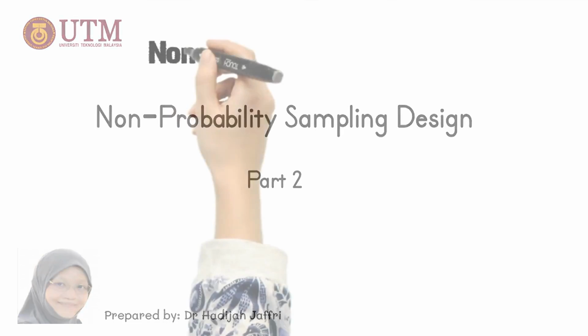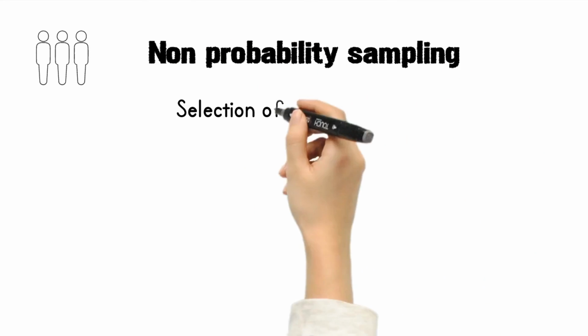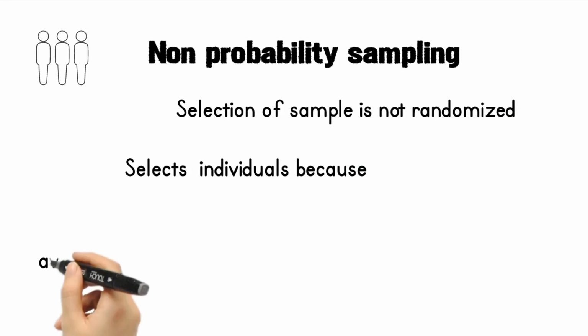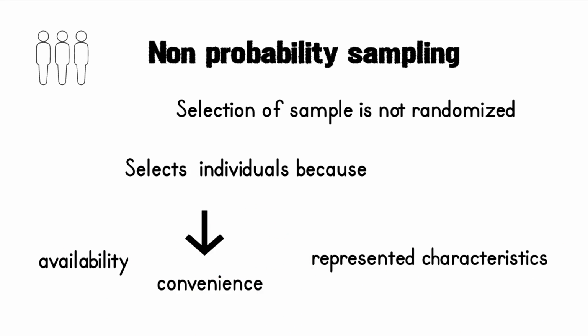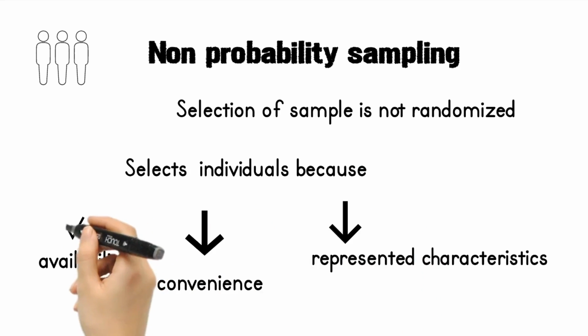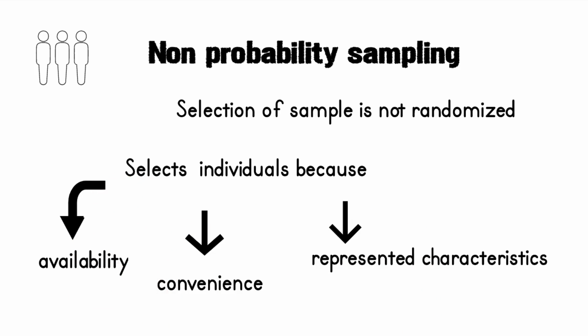In this video, non-probability sampling is a method of sampling in which there is no randomized way for individuals from a population to be selected as a sample. That's why it is also known as non-randomized sampling. The basic premise of non-probability sampling is that a researcher selects individuals because they are available, convenient or represent some characteristics the researcher seeks to study. It is commonly used in qualitative research rather than quantitative research.